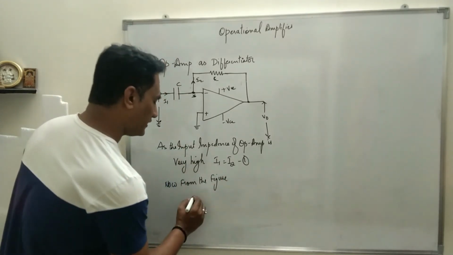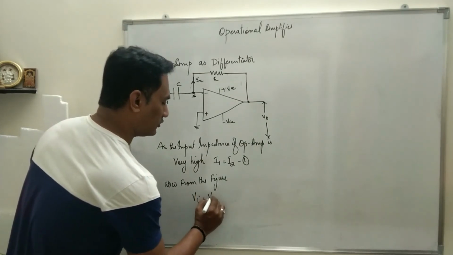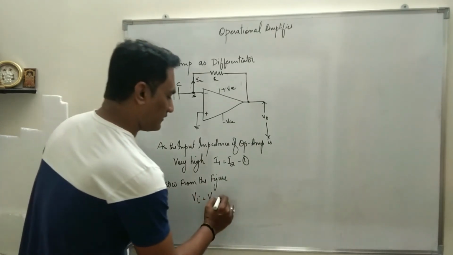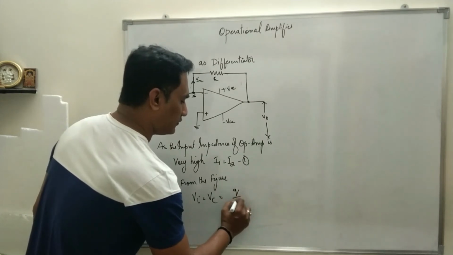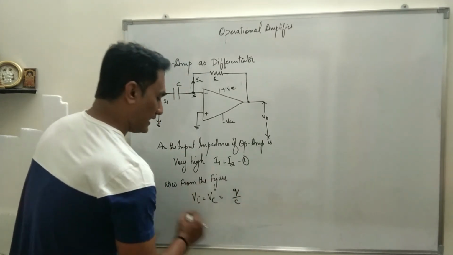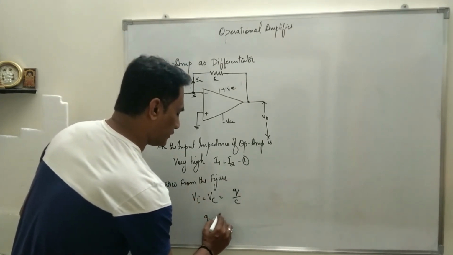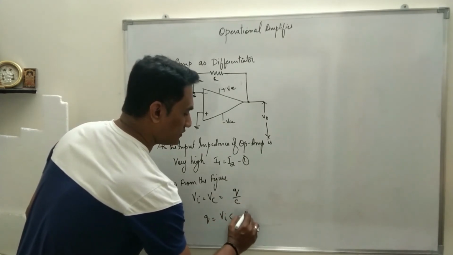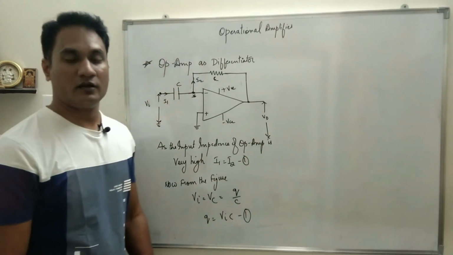So from the figure we can write Vi is equal to the voltage across the capacitor, and the voltage across the capacitor is given by Q by C. So I can write this equation as Q is equal to Vi into C. Let this be equation number 1.